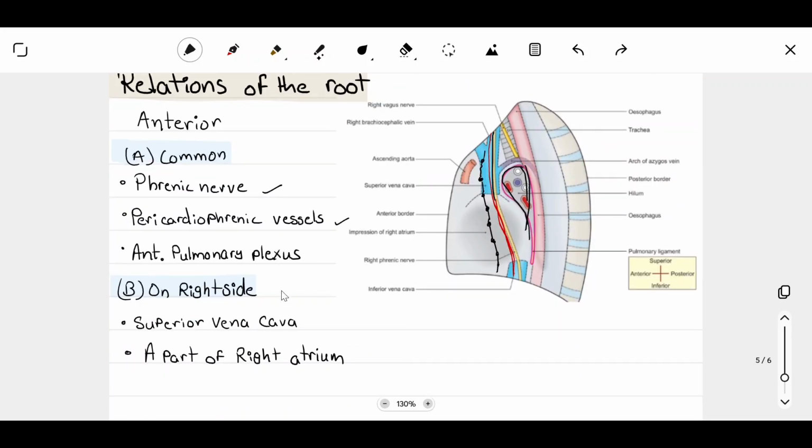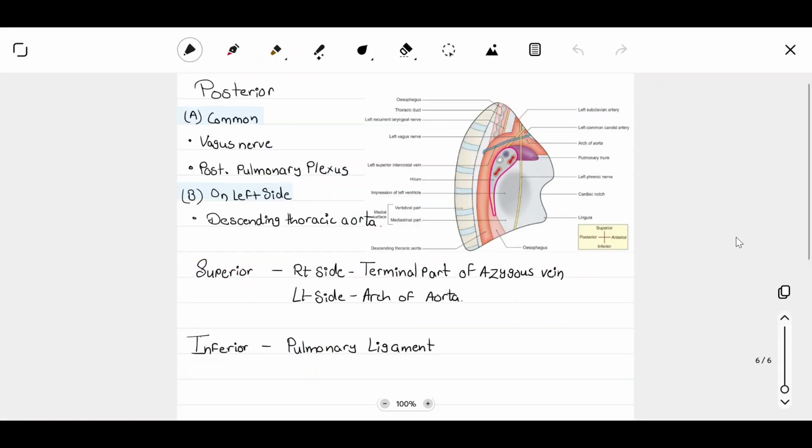Now the relations which are anterior to the root of the lung but specific to the right-sided lung. So I have the superior vena cava, just erasing this all for you. I have the superior vena cava and part of the right atrium. This is our superior vena cava, and when the lung is present in the thoracic cavity, here you can see the impression of the right atrium. The right atrium sits anterior to this root of the lung.